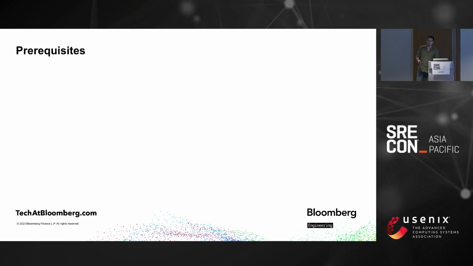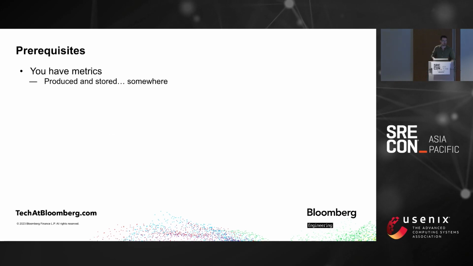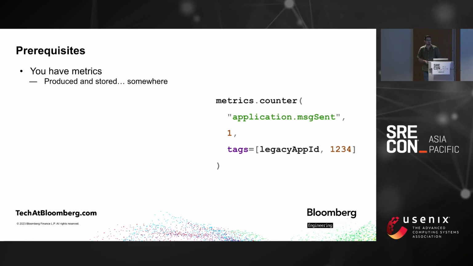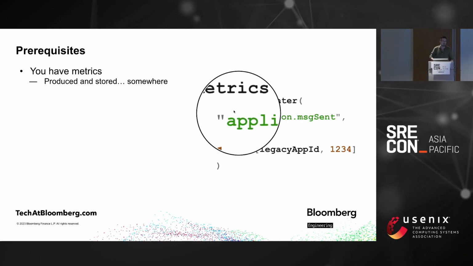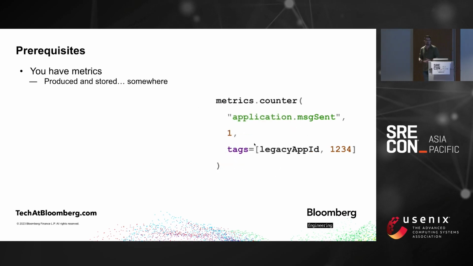OK. So we agree. We want to share our data. Prerequisites. I'm going to assume for the rest of this that you have some metrics, metering data, et cetera, and you have it stored somewhere accessible. At Bloomberg, we write code that looks something like this. We have a name, a value, some tags that let us filter and search later on. The details aren't too important. You probably have something similar.